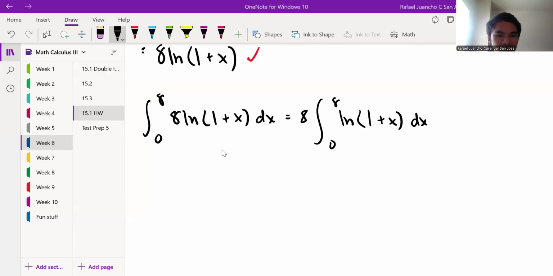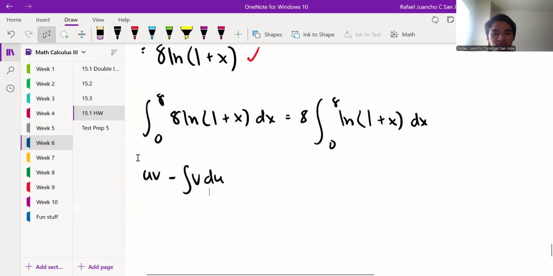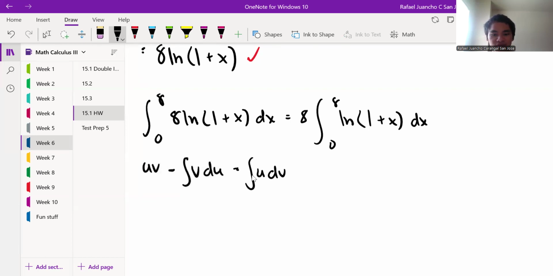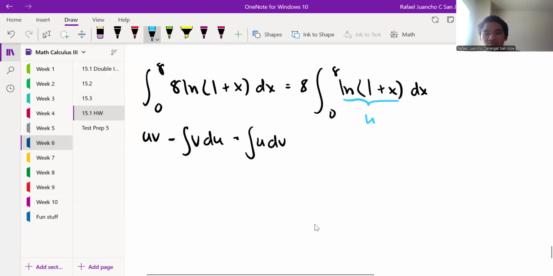Actually, is this an integration by parts? Or am I making it? I think, oh, it is an integration by parts. So I need to find my uv minus integral of v du. Right? That's the thing that I need to do. This is equal to my integral of u dv. Here, what's my u, what's my dv? That's the thing. My u is this whole thing. This could be my u. This is my dv.